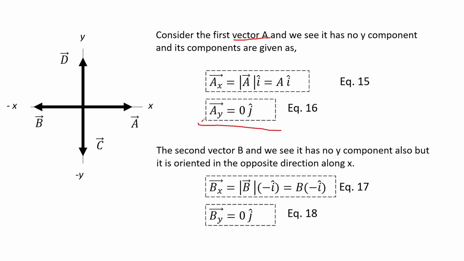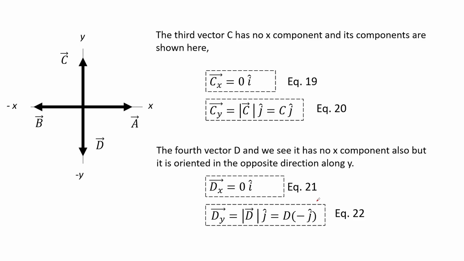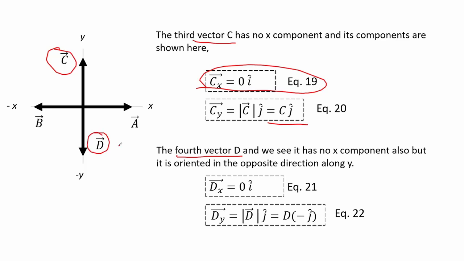For the second vector B, it has no y component also but it is oriented in the negative direction along x. We see the components for the second vector shown in equation 17 and 18. Now we look at the third vector and it has no x component and it is reflected in its components in equations 19 and 20. The last vector D has no x component also but it is oriented in the negative direction as shown in equation 21 and 22.